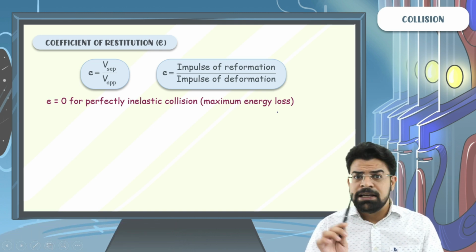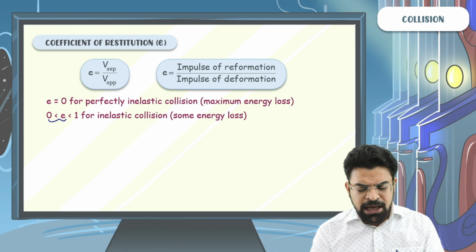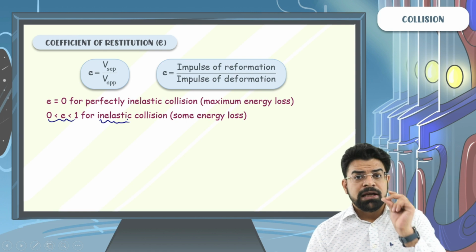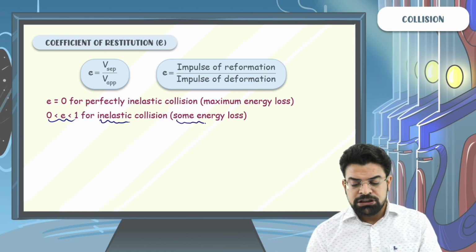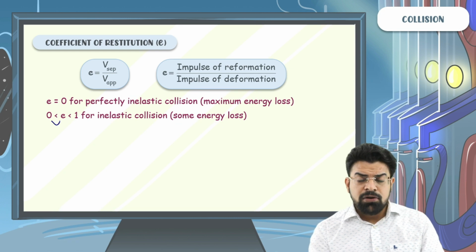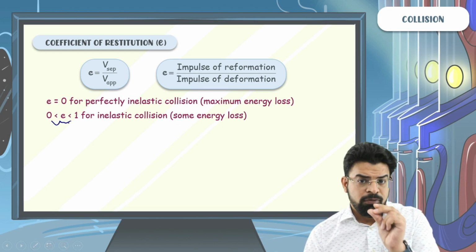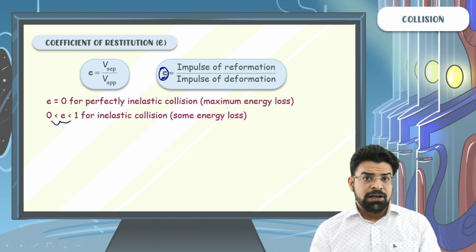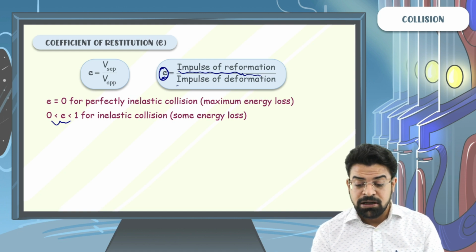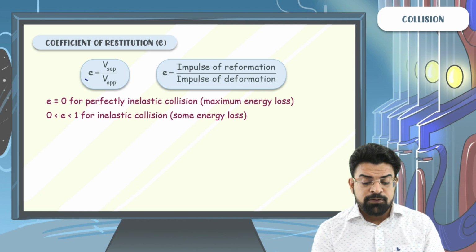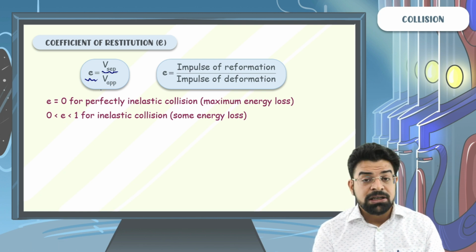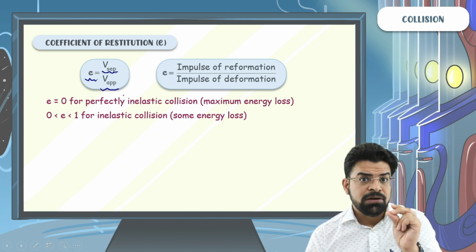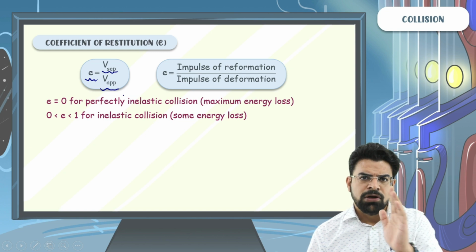For general collisions taking place in everyday life, the coefficient of restitution lies anywhere between 0 and 1. Such collisions are called inelastic collisions. In case of inelastic collision, some energy is lost. Definitely, if the value of coefficient of restitution is between 0 and 1, this means that this number E is less than 1. If E is less than 1, it means that impulse of reformation is less than the impulse of deformation. Or you can say if E is less than 1, then the velocity of separation is less than the velocity of approach. This is the meaning of inelastic collision which takes place in most collisions in everyday life.